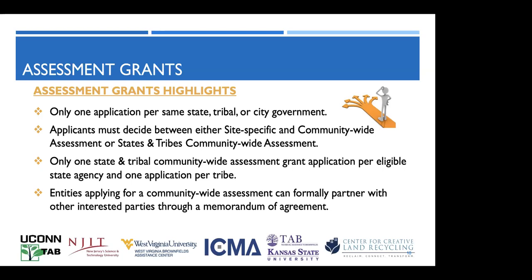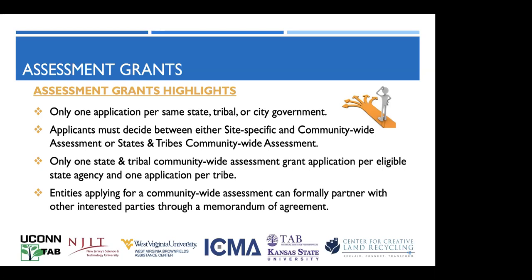If 2 grants are received from the same entity, EPA is going to flag them at the threshold criteria stage, and they're going to ask the applicant which one they would like to proceed with through the narrative evaluation process. Applicants must decide between either site-specific and community-wide assessments or the state and tribal community-wide assessment. So if you decide that you want to apply for the state and tribe community-wide, it excludes you from applying for the regular community-wide or site-specific and vice versa.